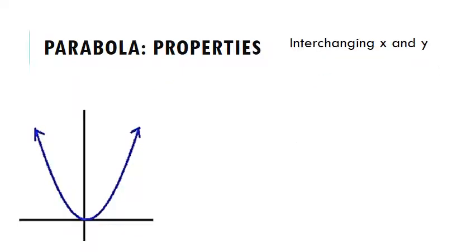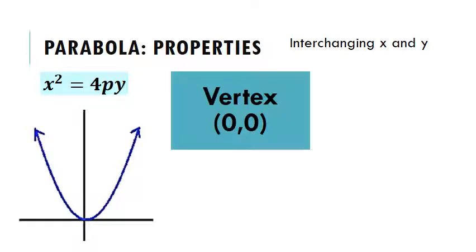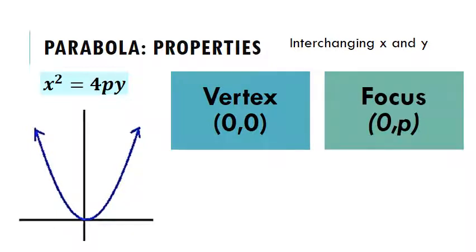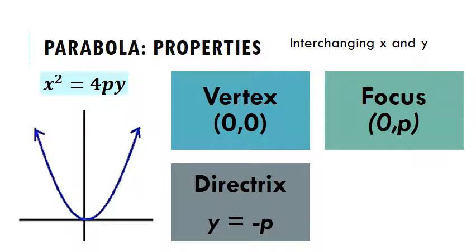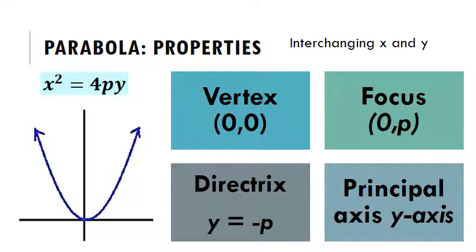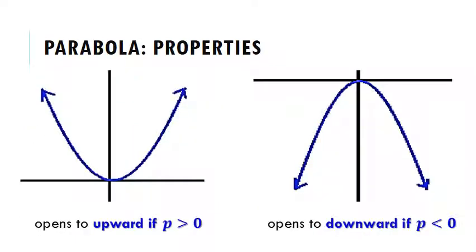Now, interchanging x and y, kapag si x naman ang naka-squared, so ang ating parabola is either opening upward or opening downward. Still, the vertex is at (0, 0) or at the origin. Focus is now at (0, p), hindi na (p, 0) kanina. Directrix is y equals negative p, and the principal axis now is the y-axis. Again, if p is positive, our parabola opens upward, and if p is negative, the parabola opens downward.